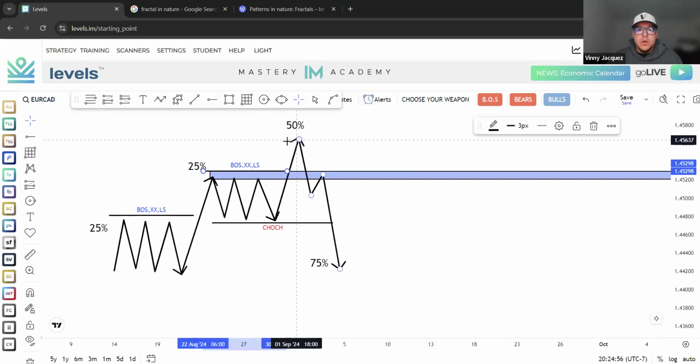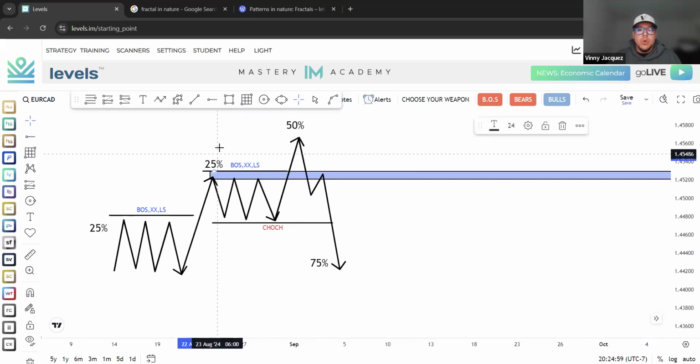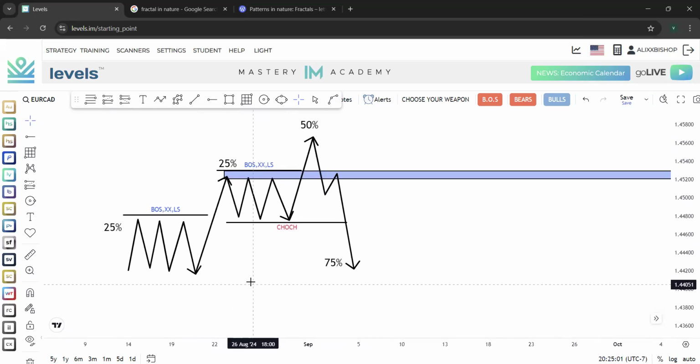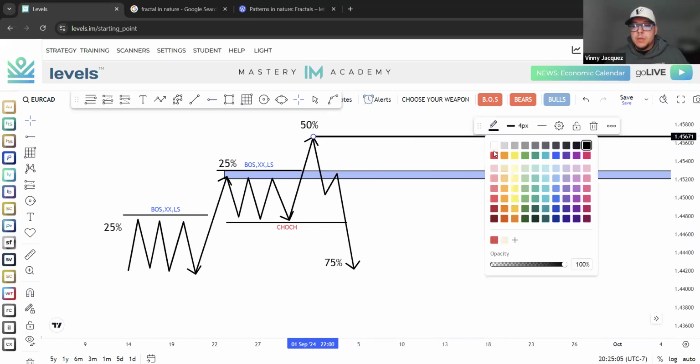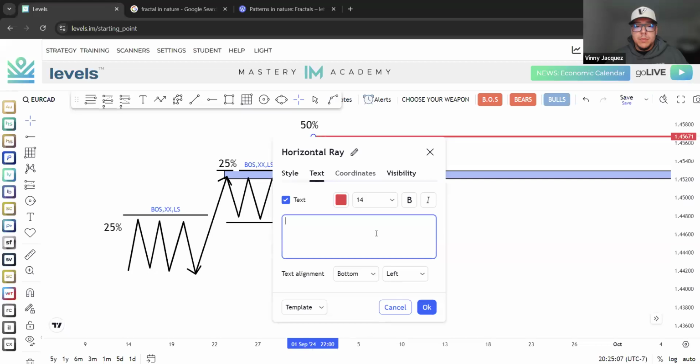Now my stop loss, guys. Where's my stop loss? Who wants to draw? At the high? Who wants to be at the high? Let's go. So this will be my stop loss. Let me just go ahead.